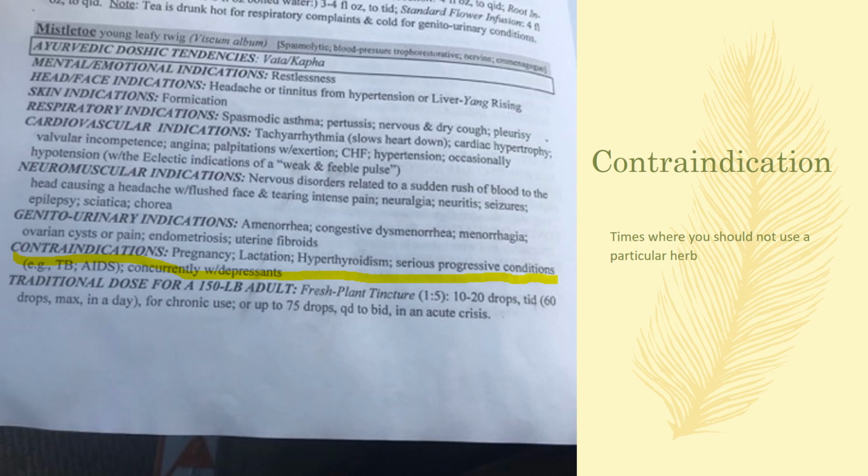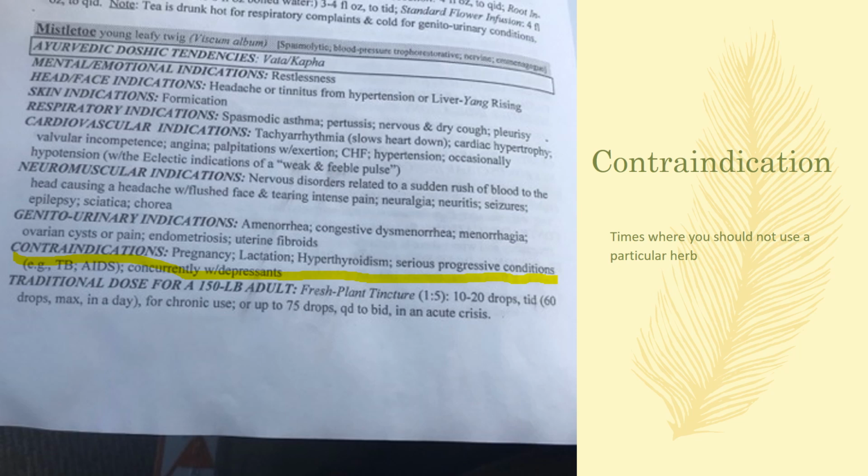Okay, so contraindications. This is the herb mistletoe. This is from an actual book that I have, so forgive its appearance. So we're looking at the herb mistletoe and its contraindications. The times that you should not use mistletoe are during pregnancy, lactation, hyperthyroidism, and serious progressive conditions such as AIDS and TB, which is tuberculosis. If you see words like TB, then you would know that it stands for tuberculosis, and you would learn the definition of AIDS and things like that.